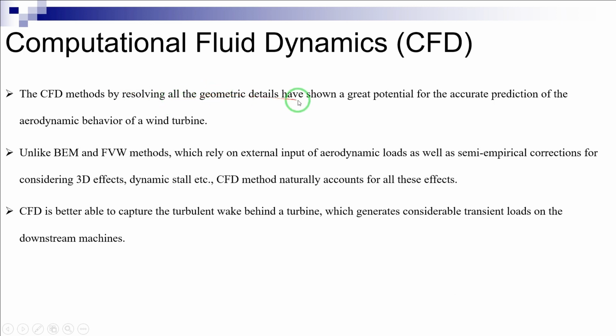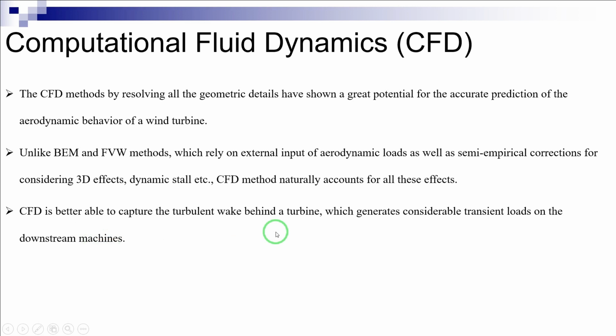CFD. The CFD methods, by resolving all the geometric details, have shown a great potential for the accurate prediction of the aerodynamic behavior of a wind turbine. Unlike BEM and FVW, which rely on external input of aerodynamic loads as well as semi-empirical corrections for considering three-dimensional effects, dynamic stall, etc., CFD method naturally accounts for all these effects. Another important advantage of CFD compared to BEM and FVW is the better ability of CFD to capture the turbulent wake behind a turbine, which generates considerable transient loads on the downstream machines.